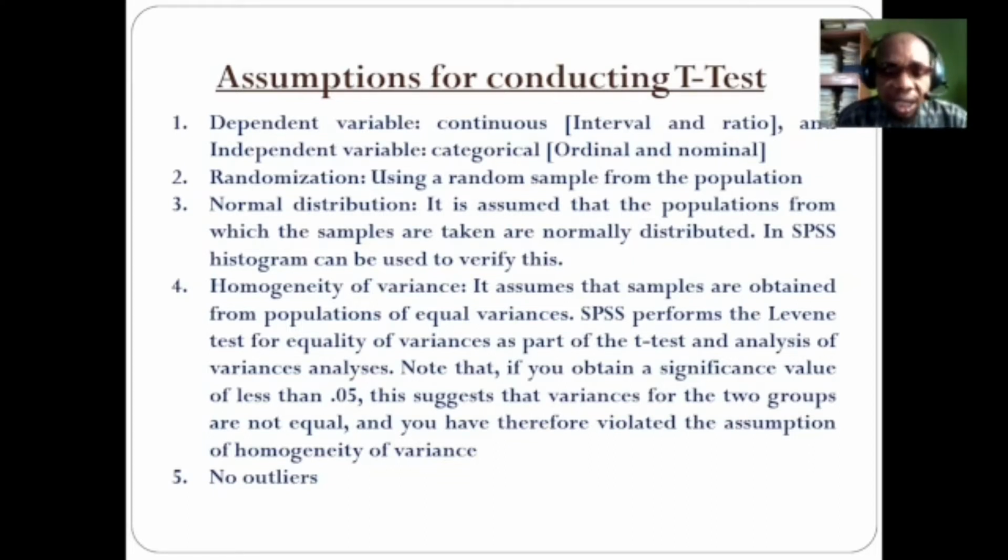If it is less than 0.05, it means that the variances of the two groups are not equal, and in this case we have already violated the assumption of homogeneity of variance. But if it is greater than 0.05, then it is good data and we can continue to have our results analyzed. The last one is outliers.